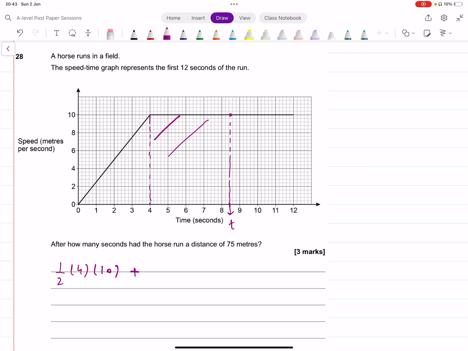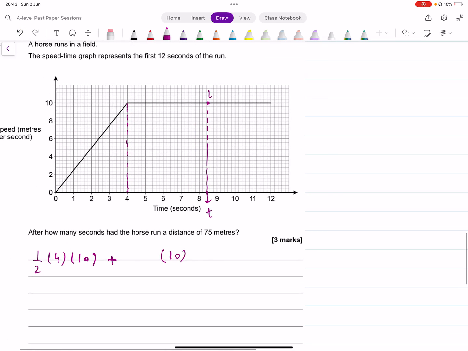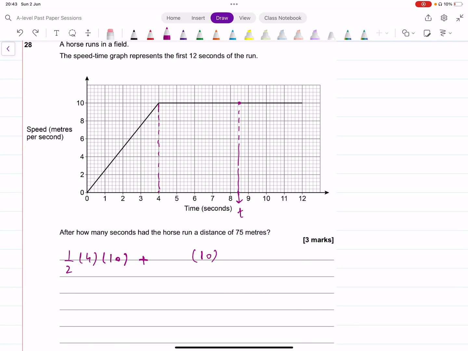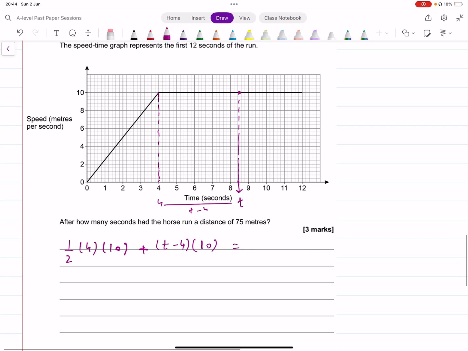Then what about the area of this rectangle? We know the height of this rectangle. The height of the rectangle is 10. So we can say 10 multiplied by the base. What's the base? This is T, this is 4. The base is going to be T minus 4, right? T minus 4. That's the base. So T minus 4 into 10. That's the area of this rectangle. Area of the triangle plus the rectangle, this should equal 75.